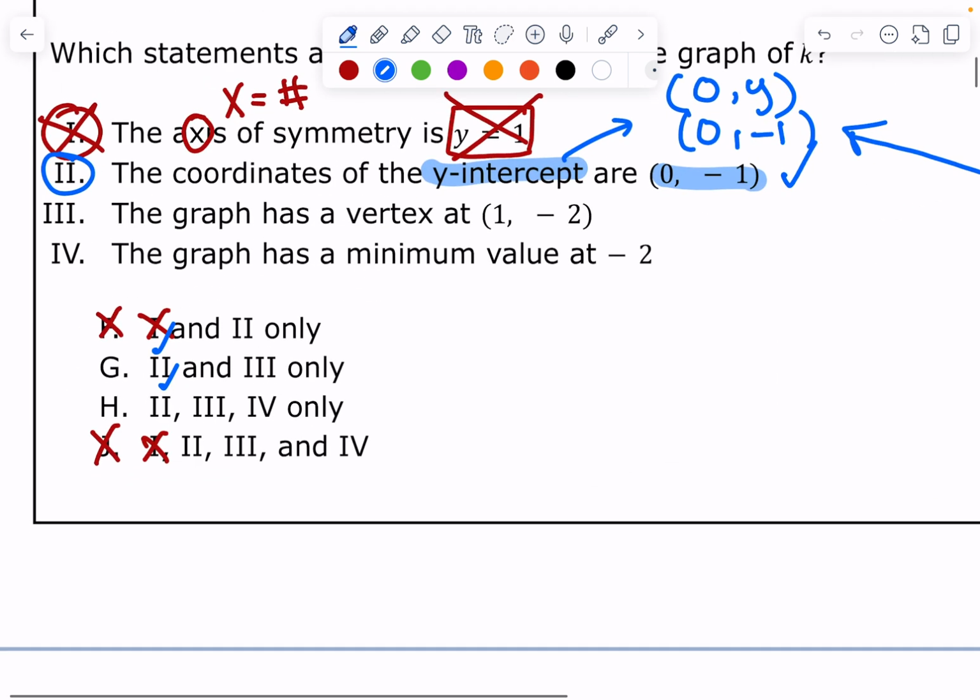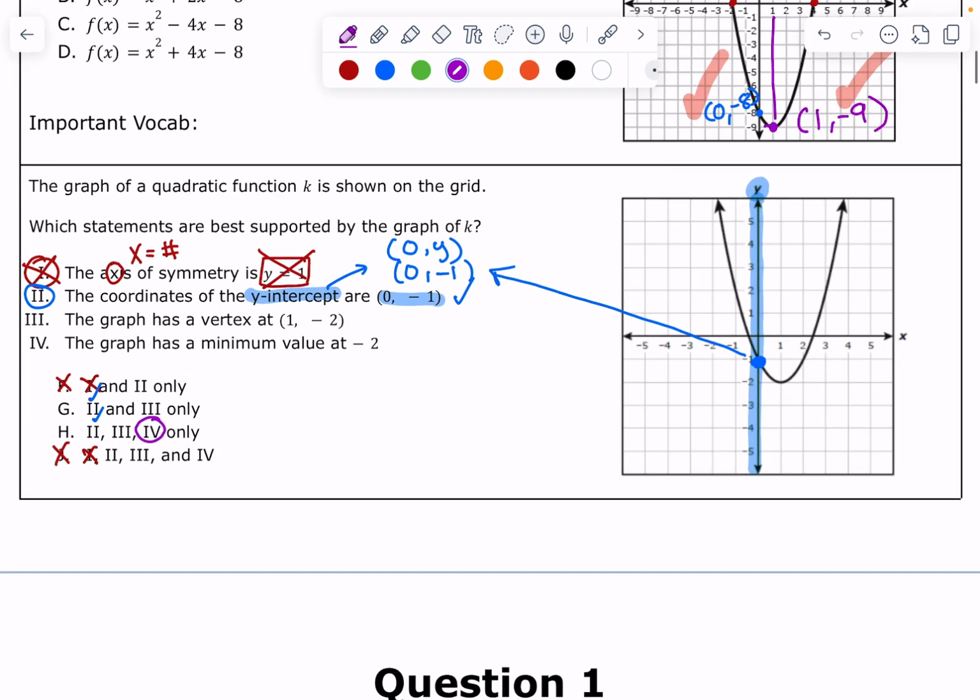If you look at the answers, you see that 3 is the same in both, so I want to find the difference. The difference is the fourth one, so let me check it. The graph has a minimum value at -2. My minimum value is the lowest part of my graph, that is at -2. So the fourth one is correct. Between G and H, I need the second one and the fourth one to be good.